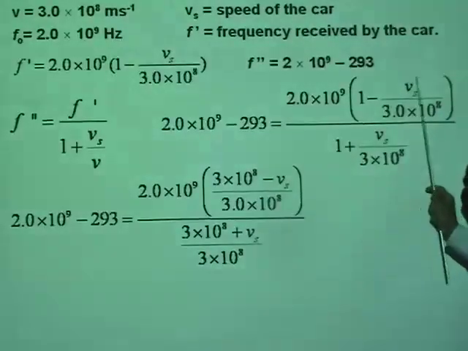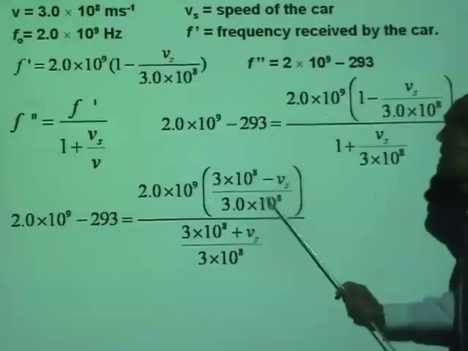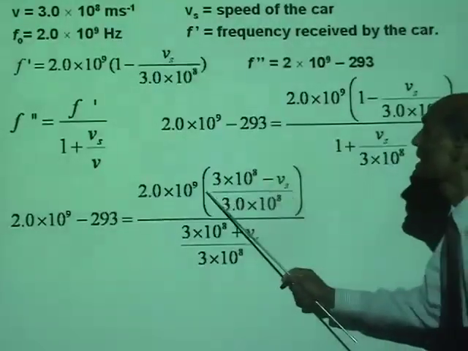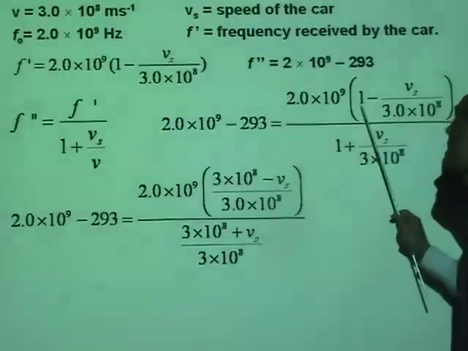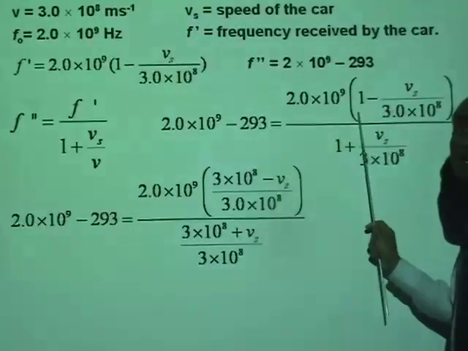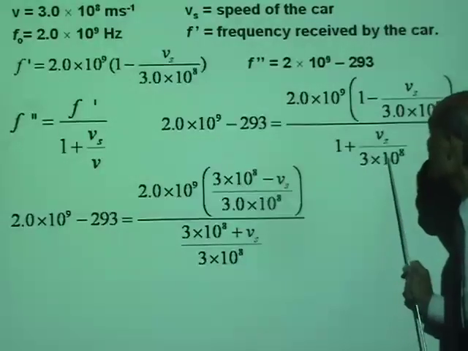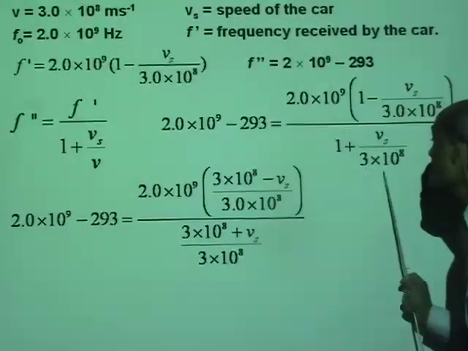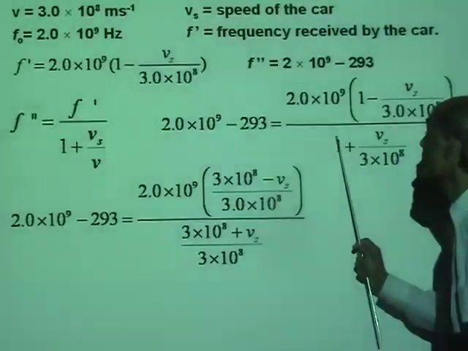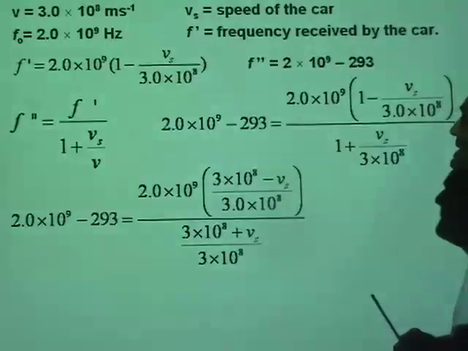Right hand side over here, see what I did? I took 3 times 10 to the 8 common factor, and the numerator now becomes 3 times 10 to the 8 minus Vs all over 3 times 10 to the 8. That's okay? This is simplified by taking the common denominator. Similarly, 1 plus Vs over 3 times 10 to the 8. 3 times 10 to the 8 is the common denominator. So that will be 3 times 10 to the 8 plus Vs all over 3 times 10 to the 8.